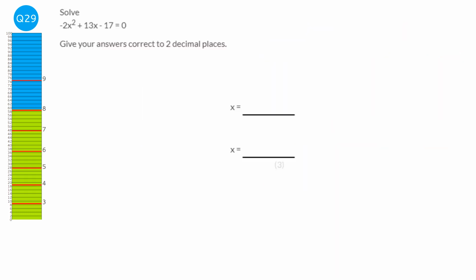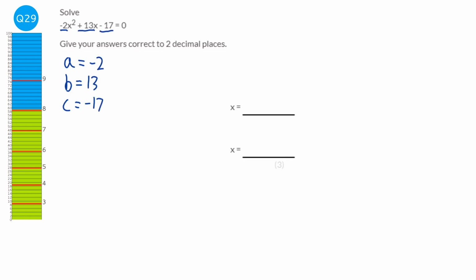Now this question is on the calculator paper, so we know we're going to be using the quadratic formula because it asks us to leave our answers to 2 decimal places. So for the quadratic formula, we need to work out what a equals, what b equals, and what c equals. Now a is the number before the x squared, which would be minus 2. B is the number before the x, which would be 13. And c is the number on its own, which would be minus 17.